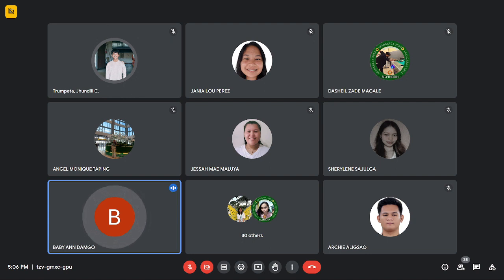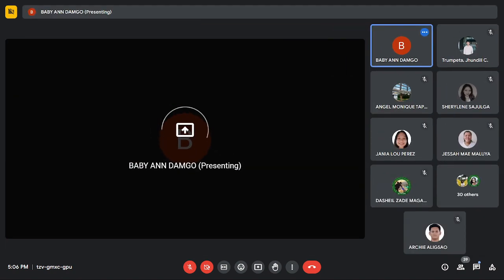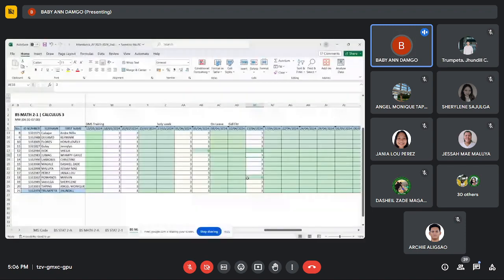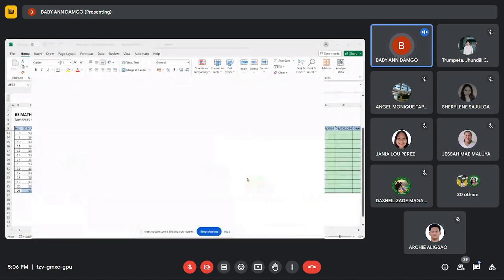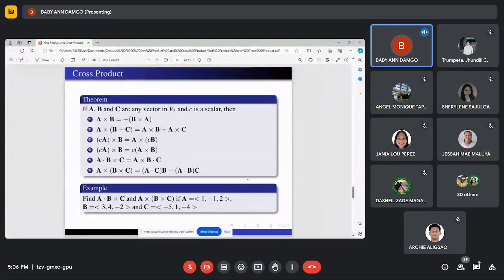Okay, so I will present my screen now. So our discussion is just a continuation of our last discussion. Given that we have the six properties for this theorem, we have an example.